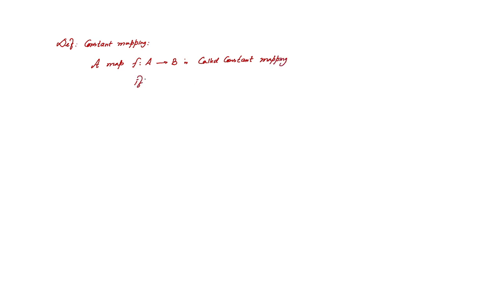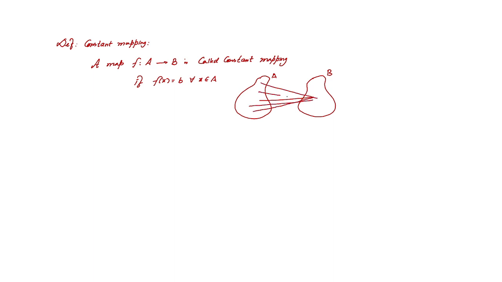If f of x equals some element b for all x belongs to A. So this is your A set, this is your B, both are non-empty. So the mapping is called constant if all elements of A go to a single element of B. The image of all elements of A is basically a singleton set.